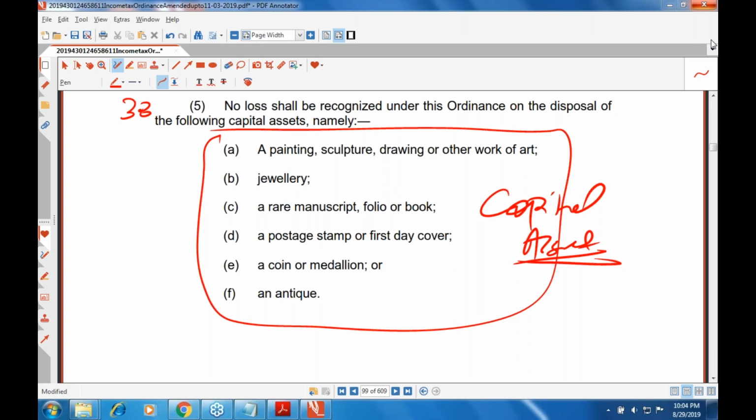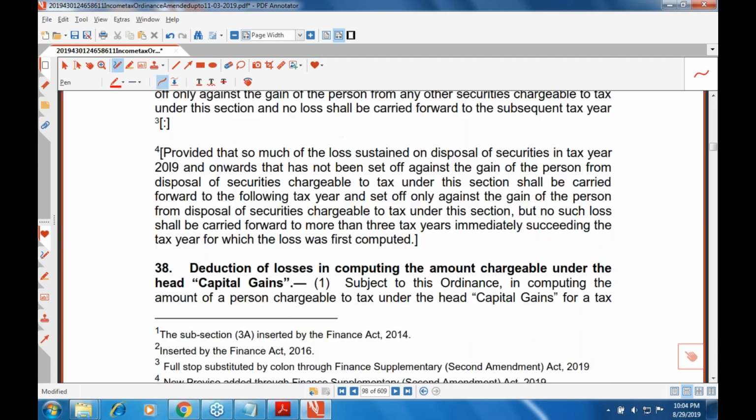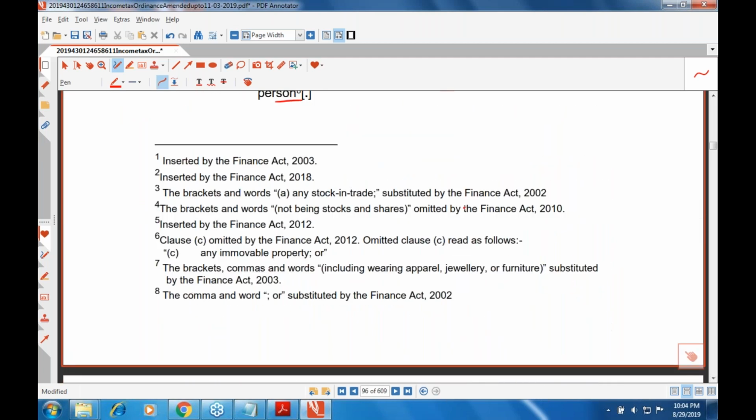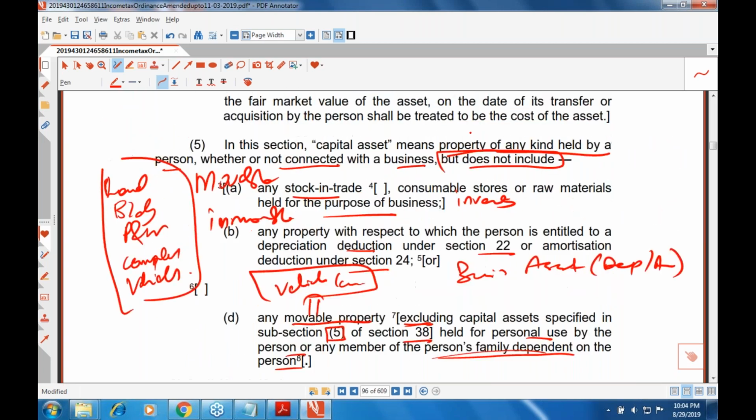Let's move a bit forward. Let's start discussing further. So basically, up till now, what have we done? We have discussed the concept of capital asset. Now, a lot of you would be wondering, so what is included in the capital asset?